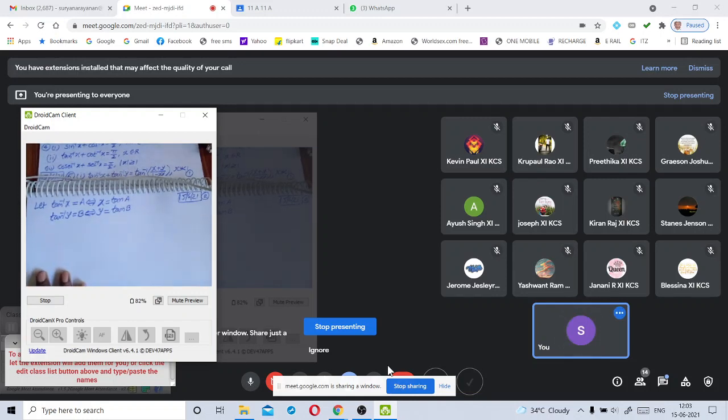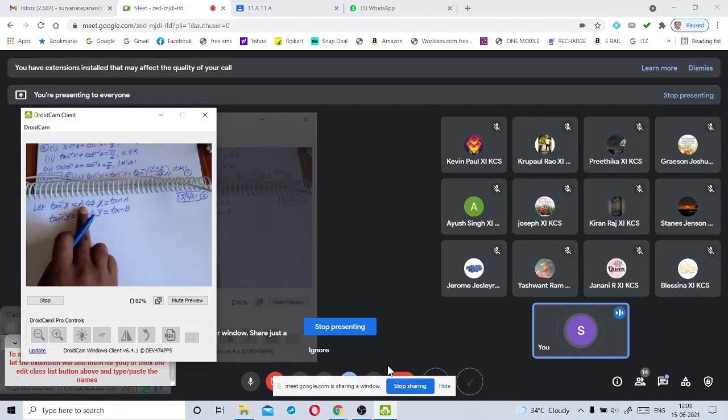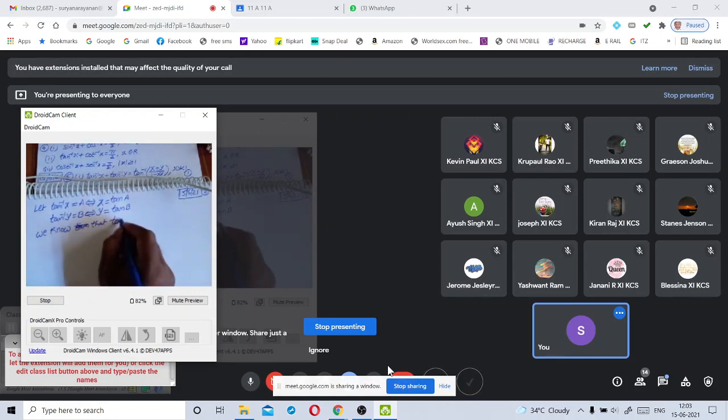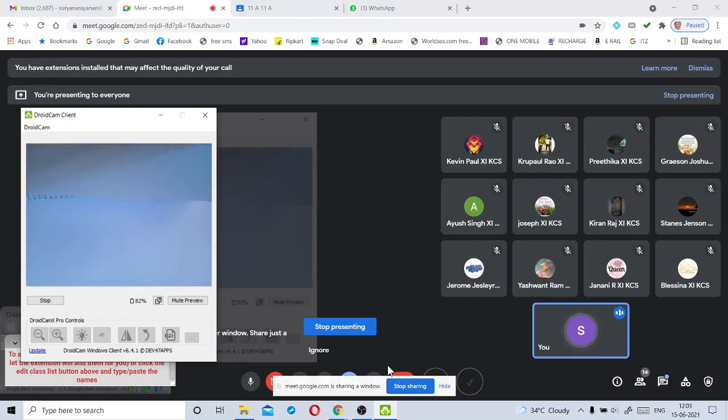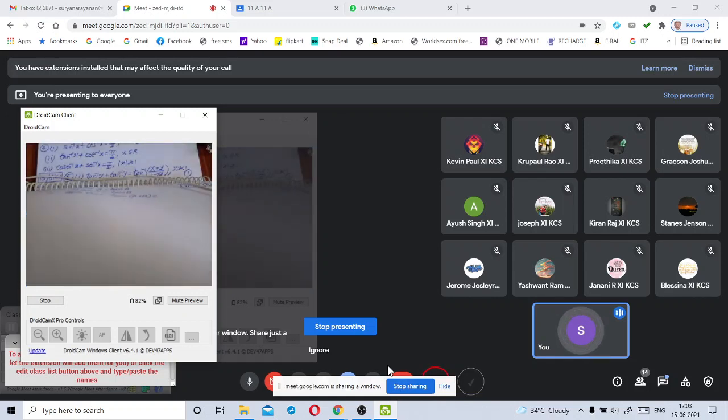Okay. tan inverse x is equal to a, so x is equal to tan a. From this equation, tan inverse y is equal to b, y is equal to tan b. We know that tan of a plus b. Can you tell me what is the formula for tan of a plus b?